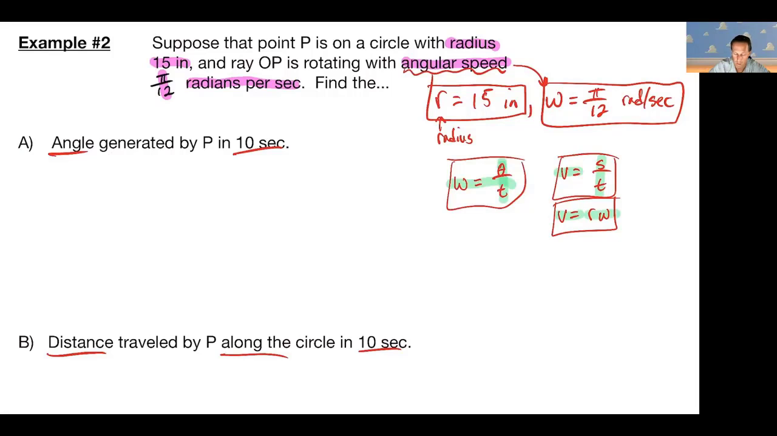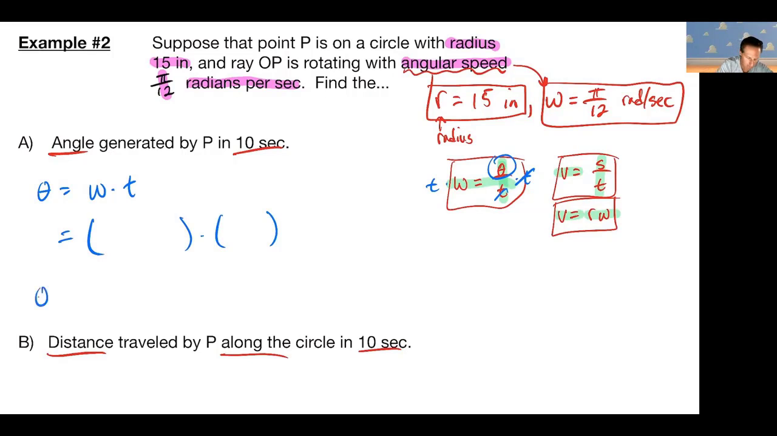The linear speed has 2 different forms, the arc length over time or the radius times the angular speed. So these are the ones that we're going to have to use quite often, but in this first one, which one is the only one that has theta in it? That's this one. And since I want theta by itself, remember we would just multiply over by t to get that to cancel, and therefore we know theta is equal to omega times t. So as long as we know those 2 things, we multiply and we're done.